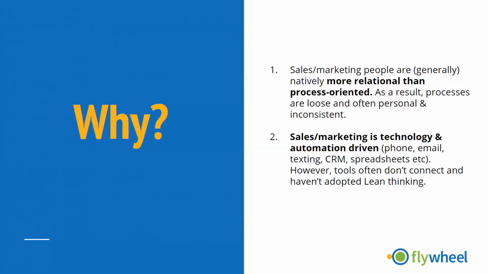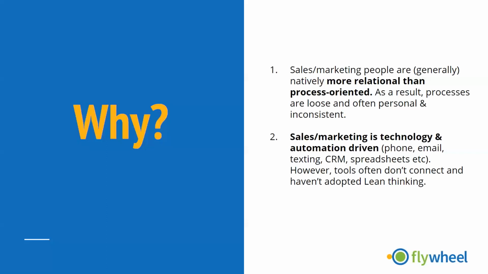Secondly, sales and marketing is very automation driven, and these tools haven't connected to each other in the manufacturing space. Most vendors have not prioritized that. They've built kind of these silo apps that don't connect to each other. And it makes it very hard to automate processes across your sales and marketing team if you don't have them connected. And also, these tools haven't adopted sort of the Toyota production system lean thinking, so they're not really focused on eliminating waste.